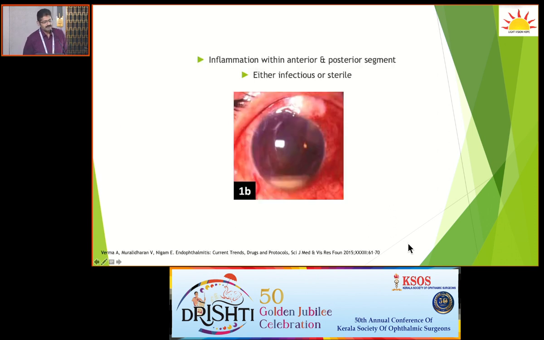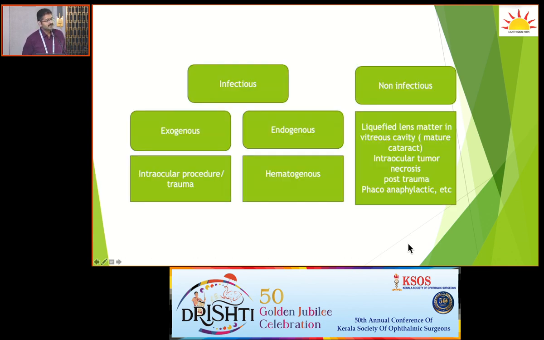Any inflammation within the eye, either in the anterior segment or the posterior segment, is called endophthalmitis. This could be either infectious or sterile. Infectious endophthalmitis could be exogenous, when it happens following a trauma or intraocular surgery, or endogenous, when it spreads into the eye from a distant source. The non-infectious causes include liquefied lens matter going into the vitreous cavity, especially after hypermature cataract surgery, or intraocular tumor necrosis, post-trauma, or phacoanaphylactic.